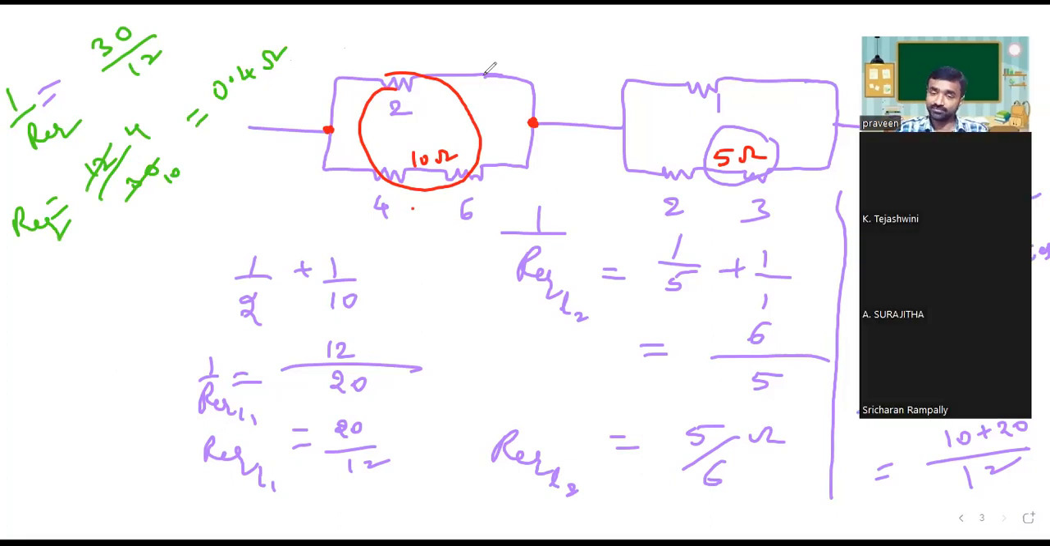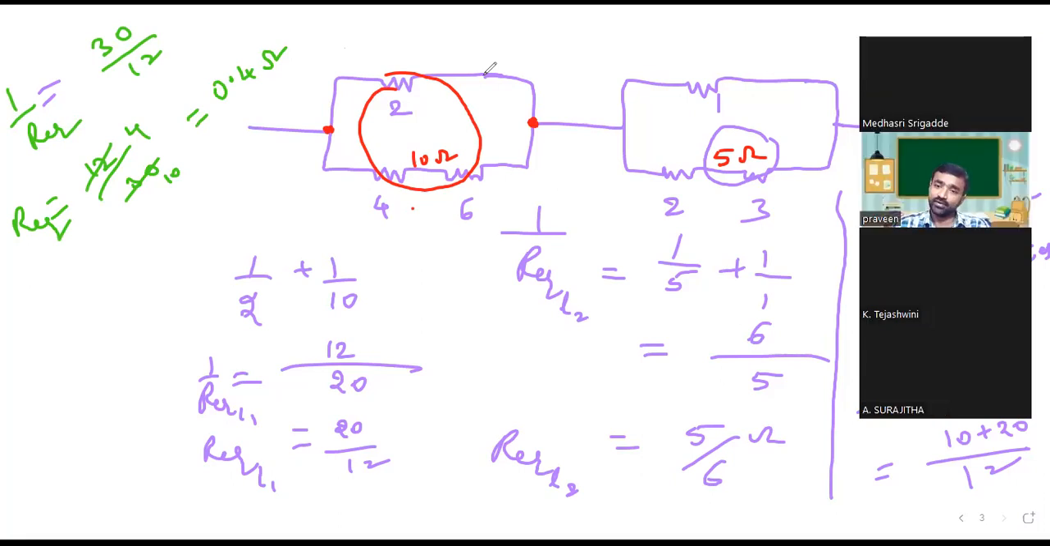Clear? Clear? Is it clear? How I solved?